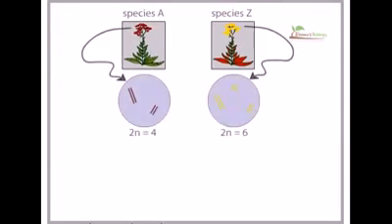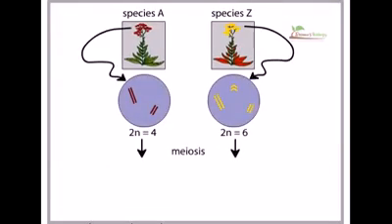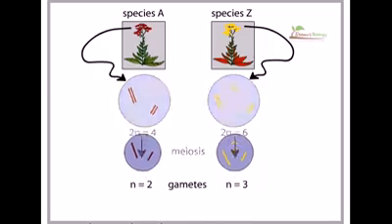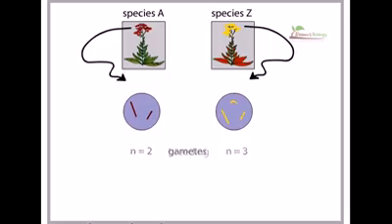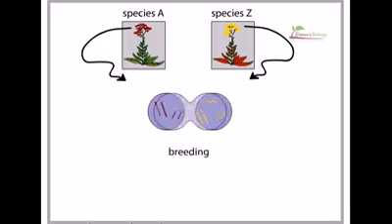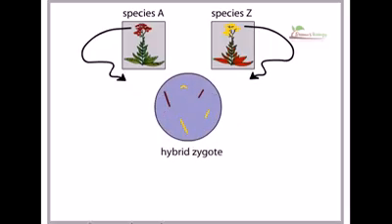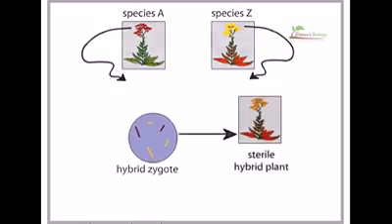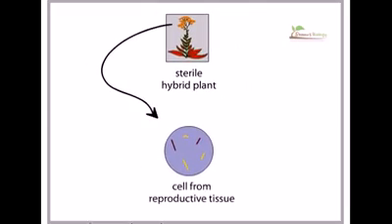Each of these plants is diploid, but one has 2 pairs of chromosomes and the other has 3 pairs. Although these plants are of 2 distinct species, they can mate. Their haploid gametes fuse to form a hybrid zygote. The hybrid plant can develop, but will likely be sterile, since the mix of chromosomes cannot pair during meiosis.